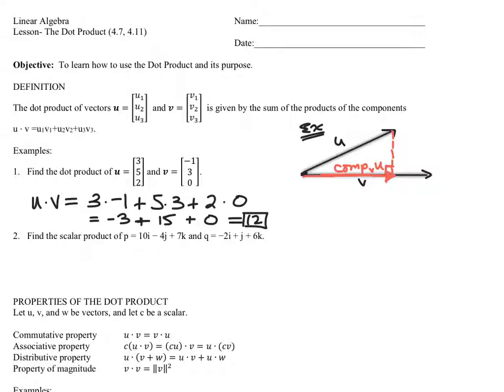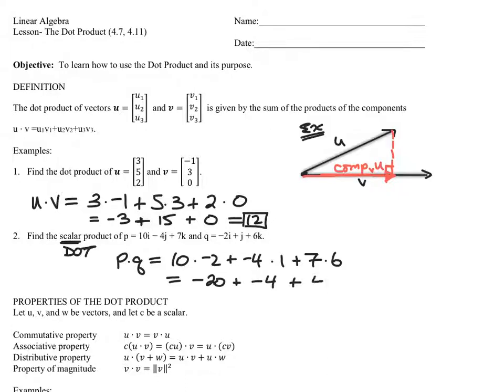All right, so scalar product is another name for dot product. And so it's really just asking us to do the same thing. So p dot q is equal to 10 multiplied by -2 plus -4 multiplied by 1 plus 7 multiplied by 6. And now it's looking like 18.